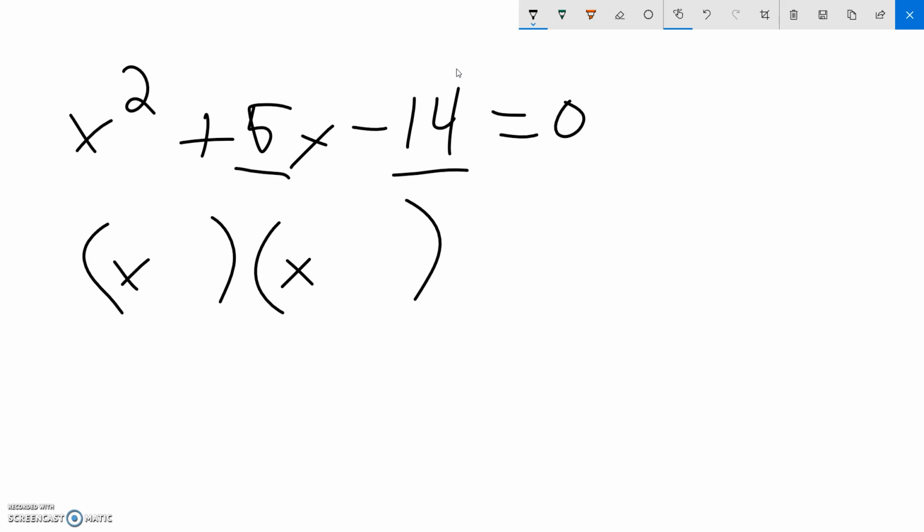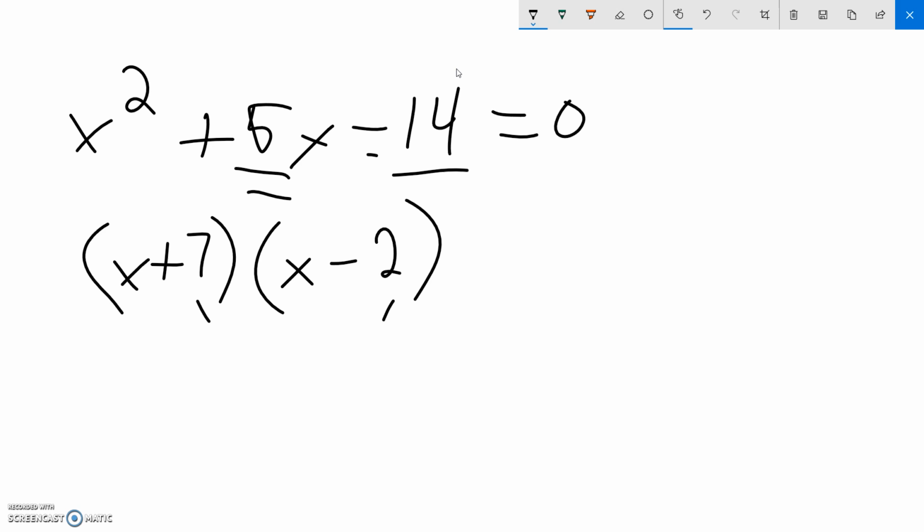So some products of 14 would be 2 and 7. And they've got to be opposites because we have a negative. So 2 and 7, whose difference would equal 5. So let's do a positive 7 and a negative 2. 7 times negative 2 does equal negative 14. And 7 plus a negative 2 does equal 5.